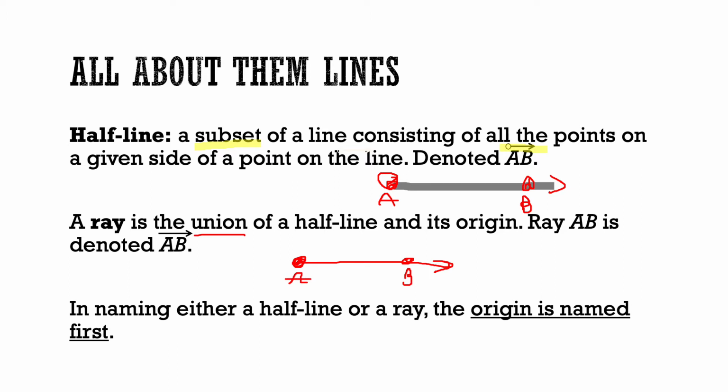So whenever you are naming a half line or a ray, it is important that the origin is named first. The circle, whether open or closed, needs to be named first. The second letter is the direction that the line is going towards. Kind of like a rocket ship, I guess. You know, it's going in one direction.